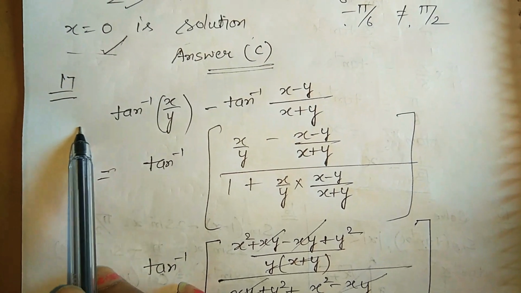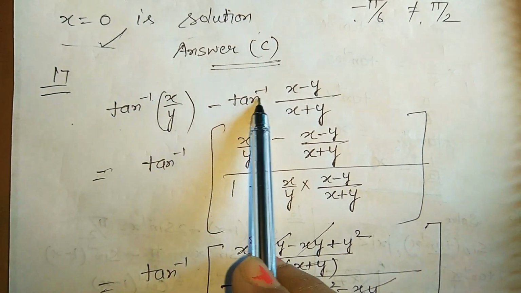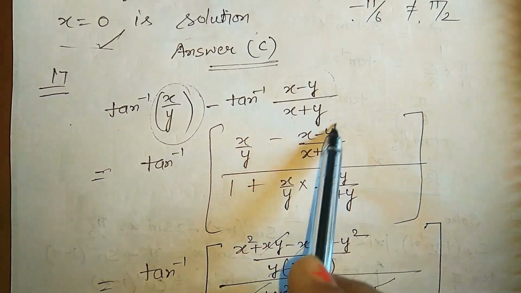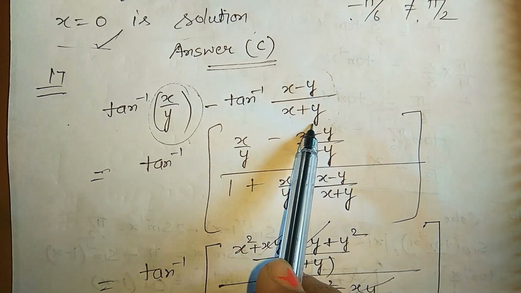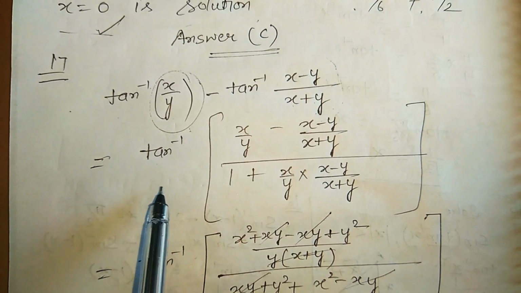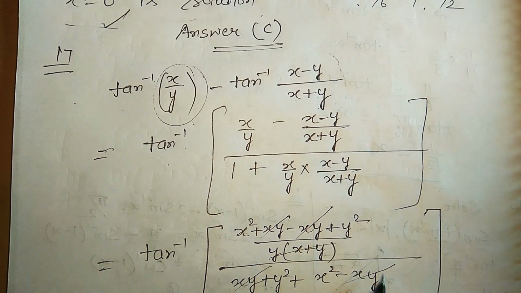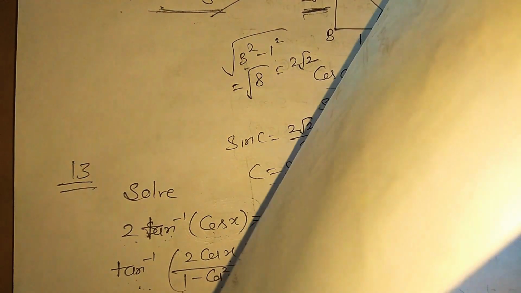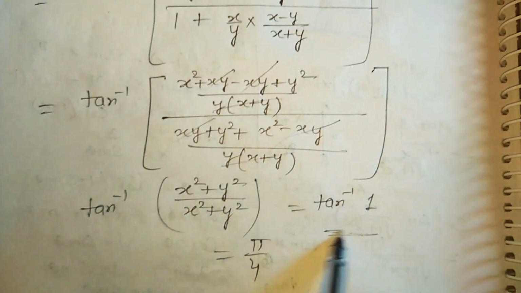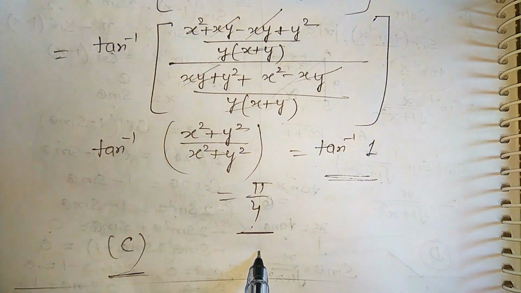Now come to 17, the last question of this exercise. Tangent inverse x by y minus tangent inverse (x minus y) upon (x plus y). Suppose this is x, this is y. So we will use the formula: tangent inverse x minus tangent inverse y is tangent inverse (x minus y) upon (1 plus xy). After solving we will get 1. So tangent inverse 1, and tangent inverse 1 is pi/4. So it is C part. So C part is correct.